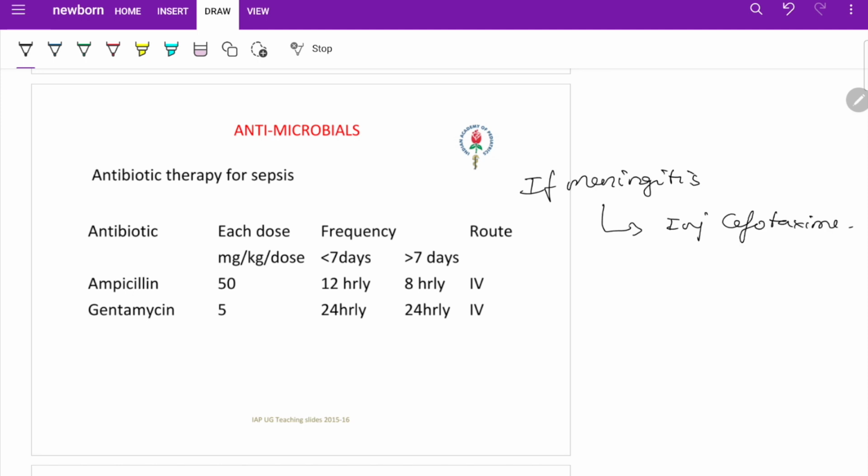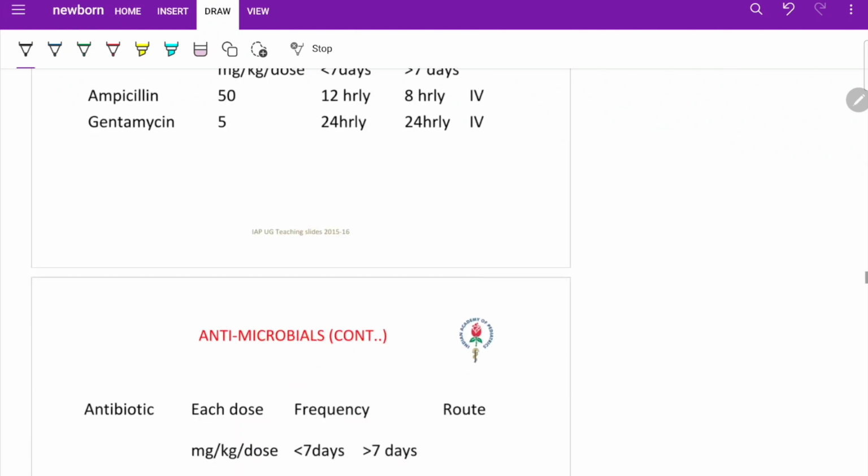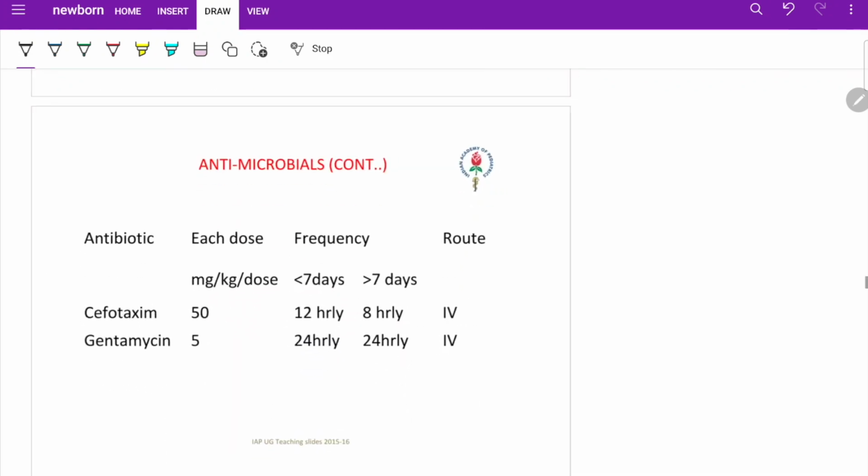So antibiotics are ampicillin and gentamicin. Ampicillin 50 mg per kg per dose, you are going to give 12th hourly first, then you will change to 8th hourly, for less than 7 days and for more than 7 days. Gentamicin 5, 24 hourly for less than 7 days, and for more than 7 days also 24 hourly. Then you are going to give cefotaxime and gentamicin if it is meningitis. Then what you are going to give is 50 mg, 5 mg.